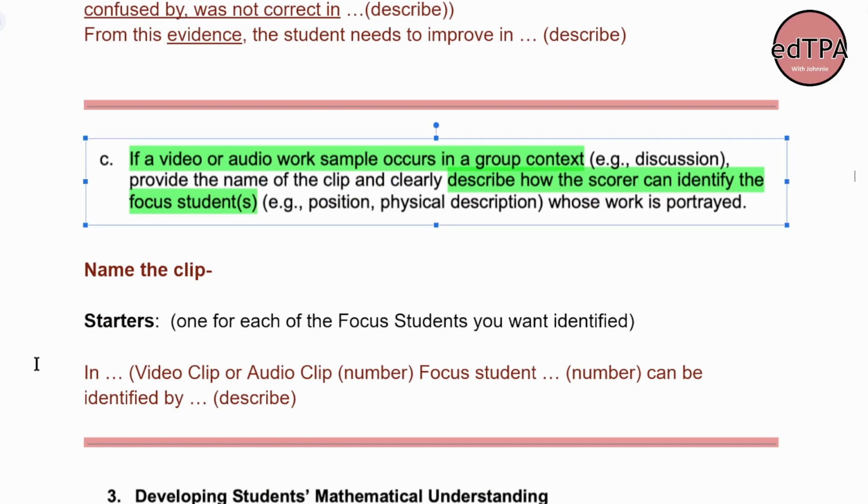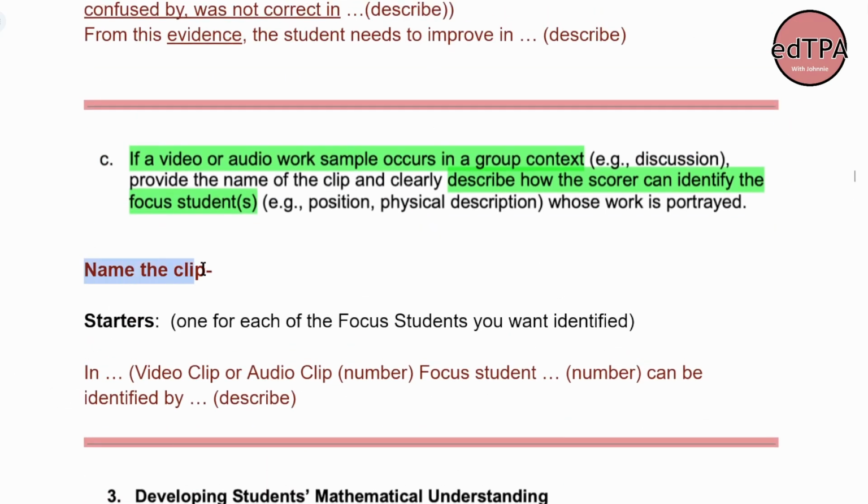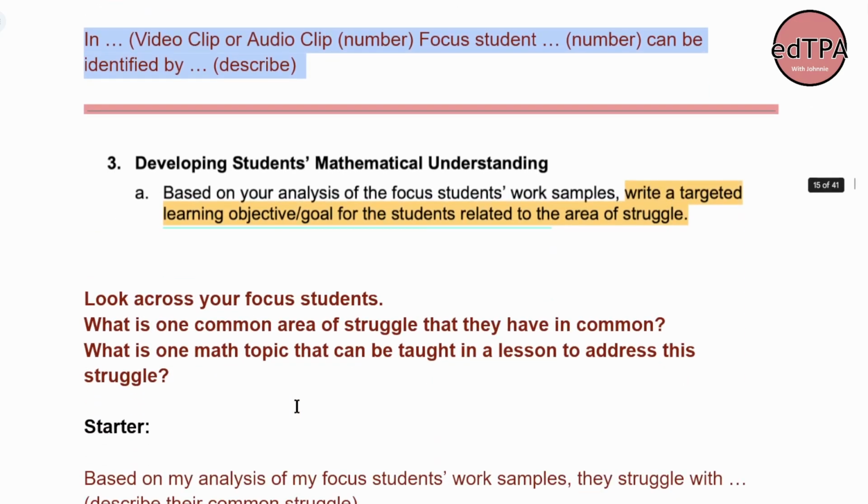For C, if a video or audio work sample occurs in a grouped context, like a discussion, provide the name of the clip and clearly describe how the scorer can identify the focus student. So some marker, their position, physical description, whose work is portrayed. You want the reviewer to know who you're talking about, so you'll need to make sure that that's understood. So you want to name the clip and a starter, and you can do this for each focus student that you need to identify. In video clip or audio clip number, focus student, the number, can be identified by and describe how they can be identified.